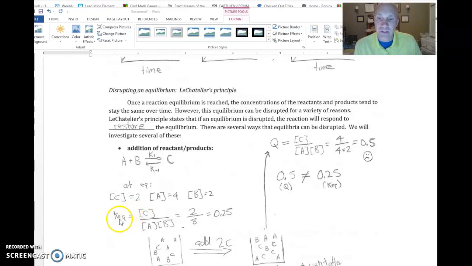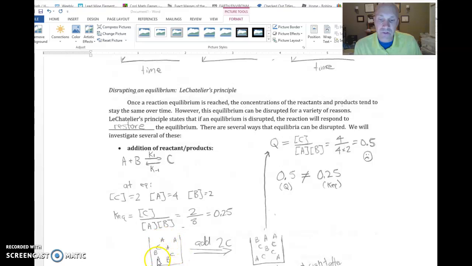So we can show an equilibrium expression. We'll put the C up top, and we put A and B on the bottom. We don't need to worry about squaring anything because all the coefficients are 1. We just take our values, plug them in, and we get that the Keq is going to equal 0.25.